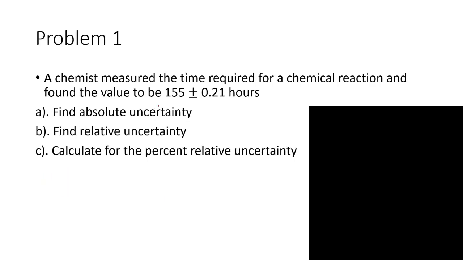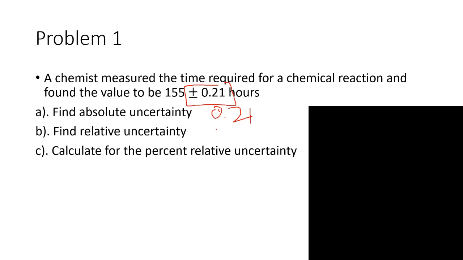Let's do some problems. A chemist measured the time required for a chemical reaction and found the value to be 155 plus or minus 0.21 hours. Find the absolute uncertainty. Absolute uncertainty is just whatever comes after the plus or minus sign, which in this case is 0.21. So that's your absolute uncertainty.